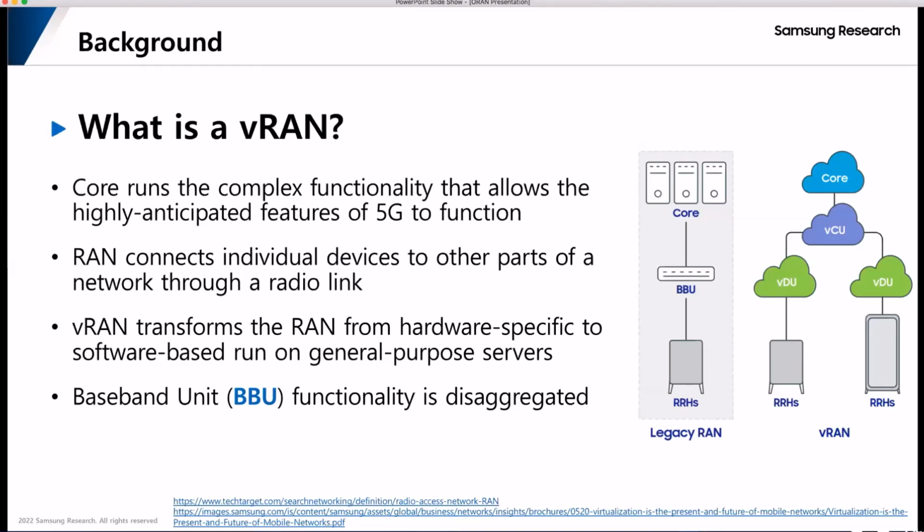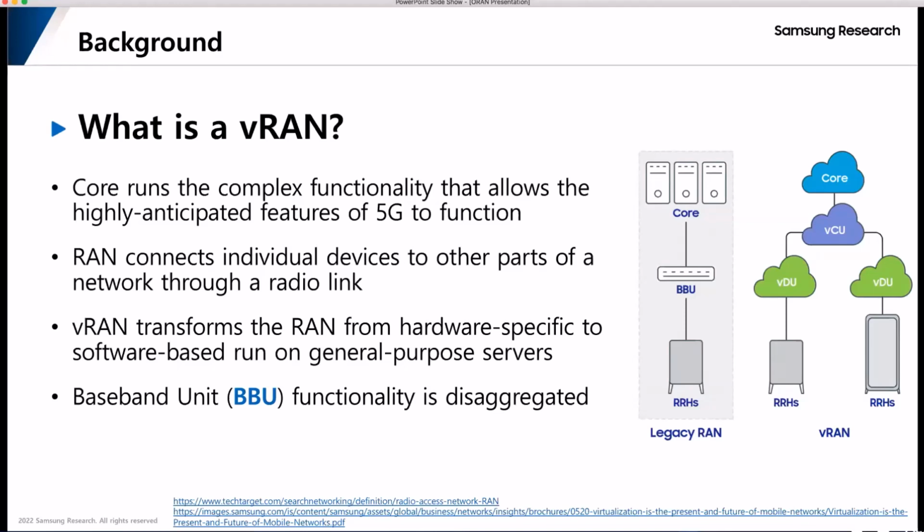We have the core, so in a regular legacy RAN, we have the core, the BBU or the baseband unit, and then the RH or the remote radio heads. So the core is in charge of running complex functionalities that would allow us to have the 5G features, like the speed and the bandwidth and stuff like that. And then the radio units are what we connect to as end users. And these are the ones that are found in the cell sites. So the core could be usually remote. That would depend on the operator where it would be.